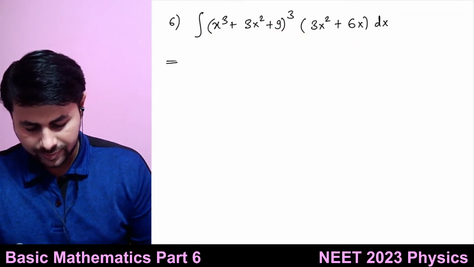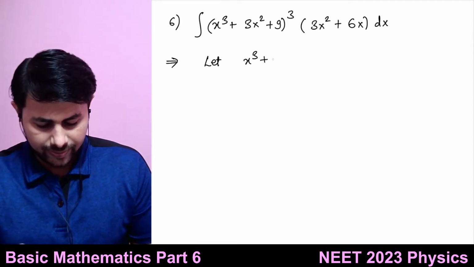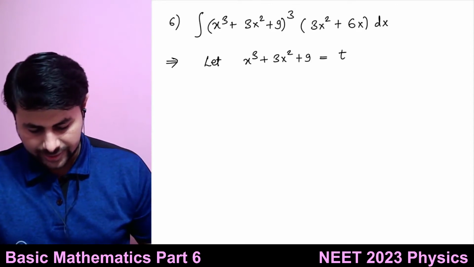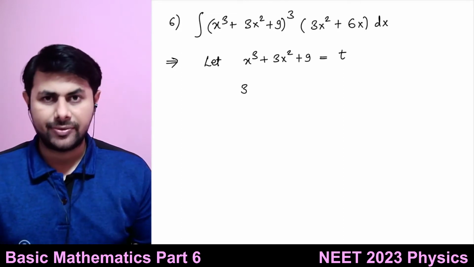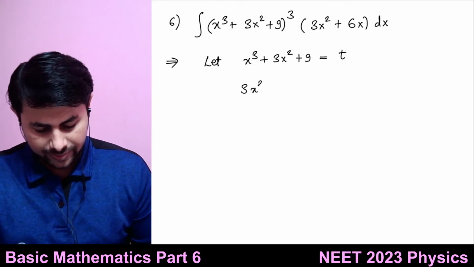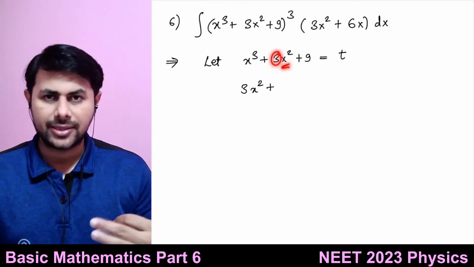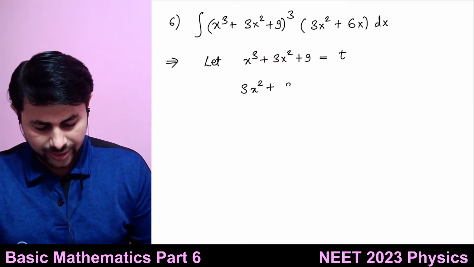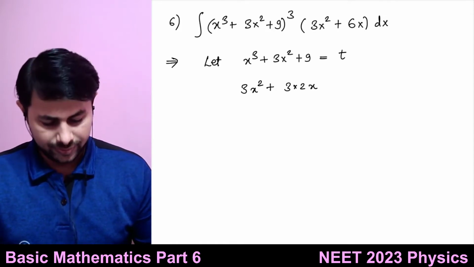Okay, so let x raised to 3 plus 3x square plus 9 be t. If I take its derivative, x raised to 3's derivative is 3x square, plus 3 times the derivative of x square, which is 2x. So it is 3 times 2x, and the derivative of 9 is 0.